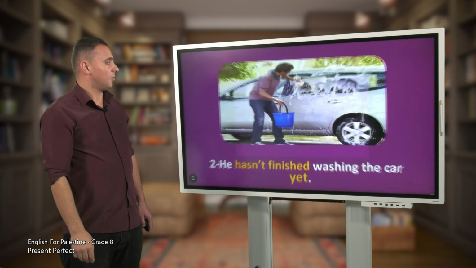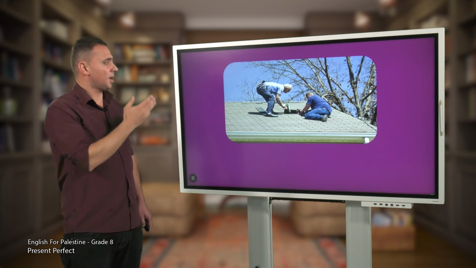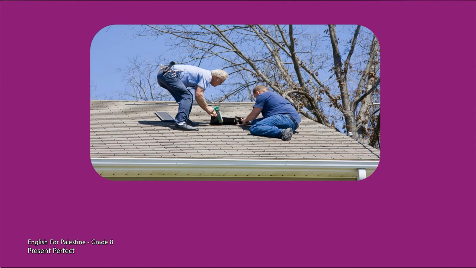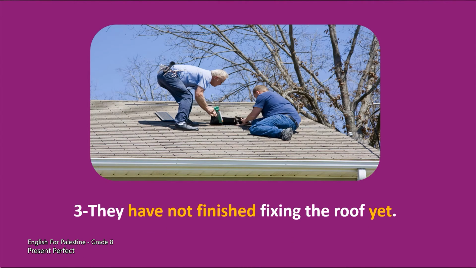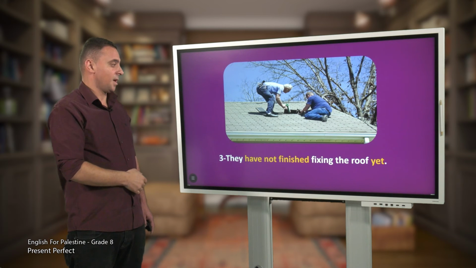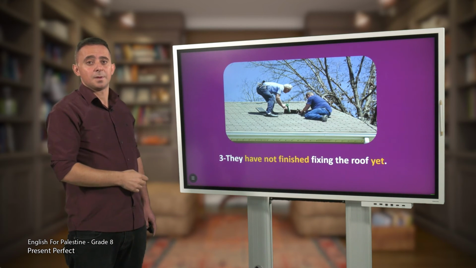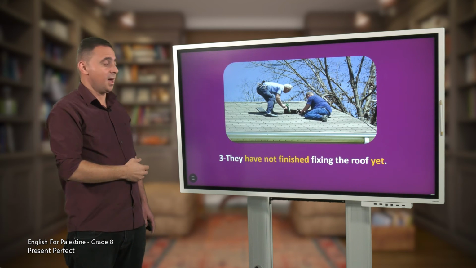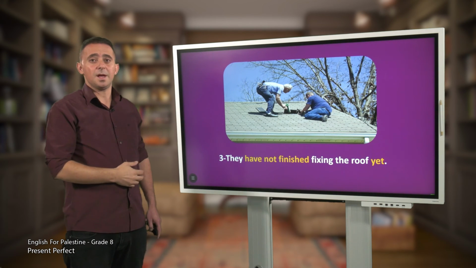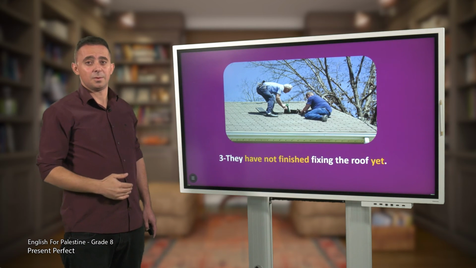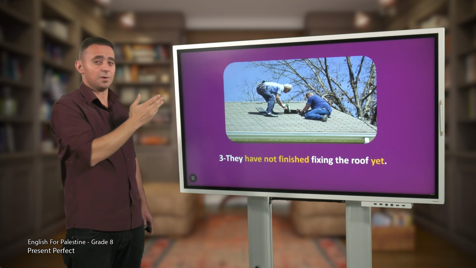Let's continue. What about this example? Look at the picture. Let's use the present perfect with yet to talk about this picture. We say, they have not finished fixing the roof yet. They is the subject, and since it's plural, we follow it with have, and then we have the negative form not, and the past participle finished. And at the end, notice we have yet. So this sentence is negative. And yet shows students that the action is still going until now. They haven't finished fixing the roof yet.